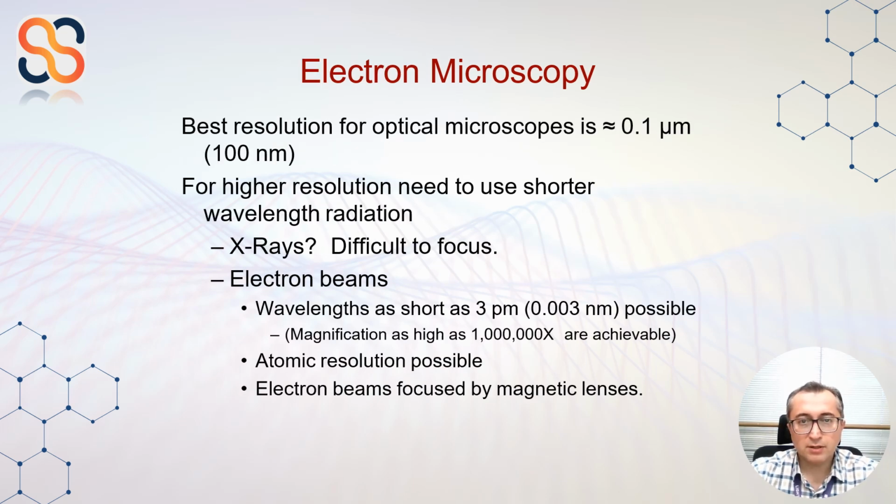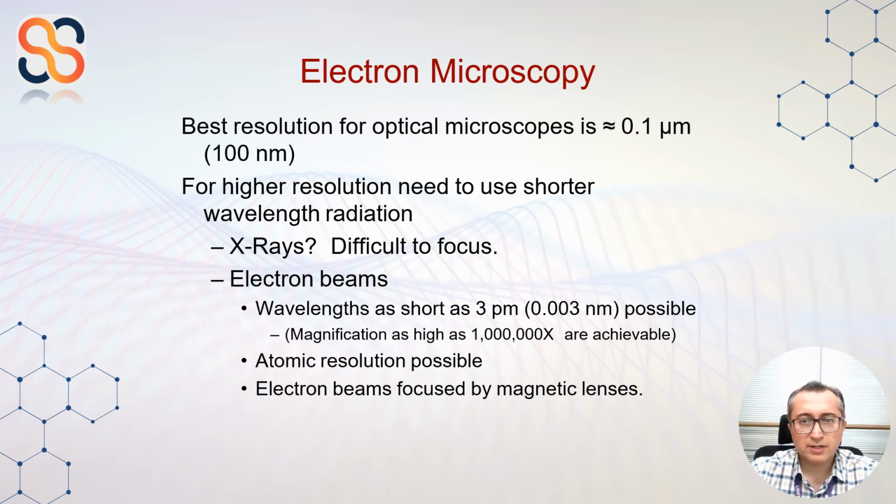Now, I'm going to explore electron microscopy and its advantages over optical microscopy. Let's start with resolution. The best resolution for an optical microscope is around 0.1 micrometer, which is 100 nanometers. However, when we require higher resolution, we need to use shorter wavelength radiation. X-rays, while shorter in wavelength than visible light, are difficult to focus, making them less effective for high-resolution imaging.